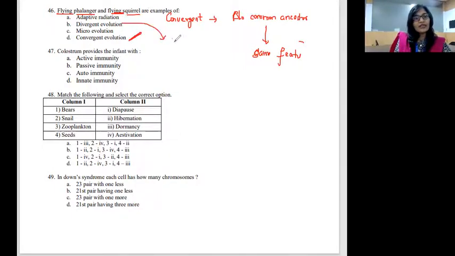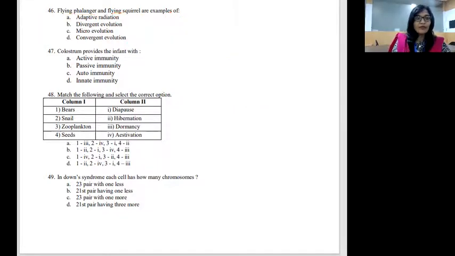Divergent evolution is just the opposite. They have a common ancestor, but different features. That is divergent. Okay, adaptive is nothing but they adapt to the conditions which are available, and they used to evolve. Okay, so the answer is going to be option B.